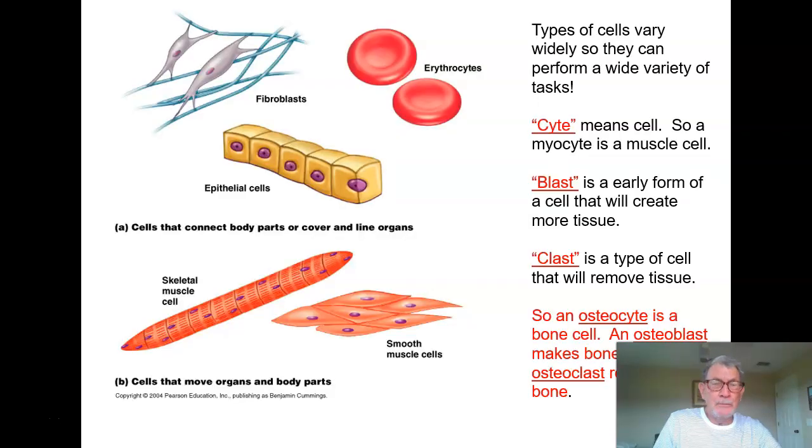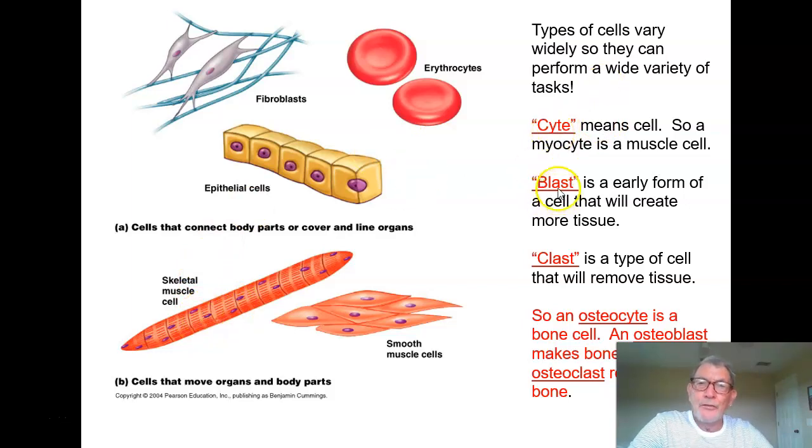So here we're going to go over a number of different kinds of cells. First of all, some terminology here. Cyte means cell. So since osteo is bone, an osteocyte is a bone cell. A skeletal muscle cell is a myocyte, because myo means muscle. So cyte is the cell.